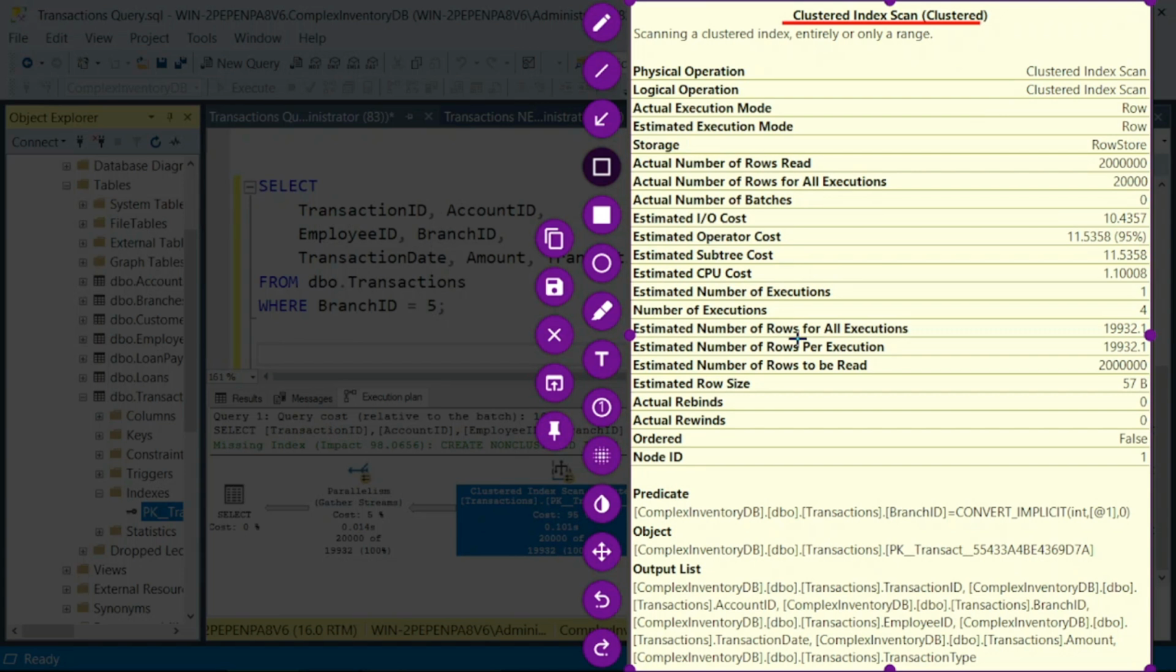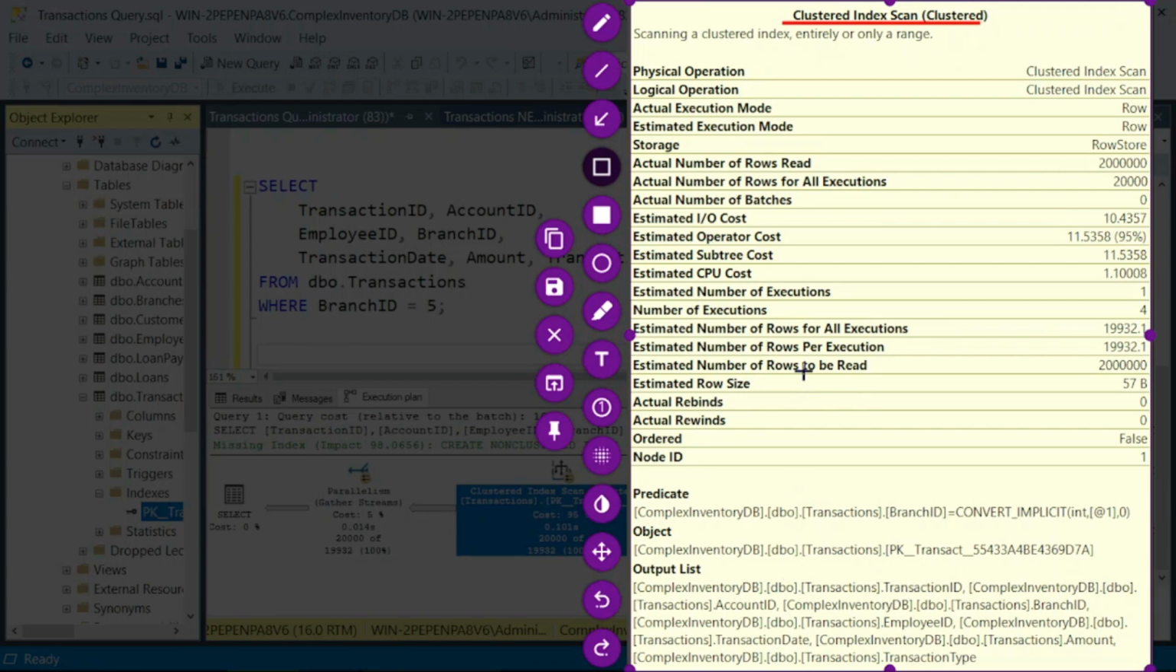Factor number 6, index seek versus index scan. Now let's understand the difference between a seek and a scan. An index seek means SQL Server navigates directly to the matching rows. It doesn't waste time reading unrelated data. An index scan means SQL Server reads the entire index from beginning to end.